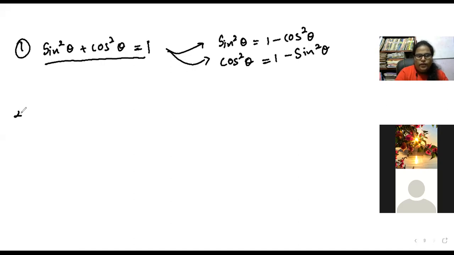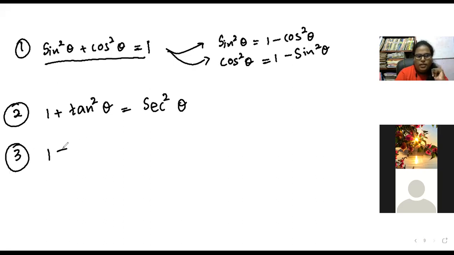As well, you have another formula: 1 plus tan square theta equals sec square theta, right? This is the second formula. And the third one is 1 plus cot square theta equals cosec square theta, right? You have to remember these trigonometric identities, right?